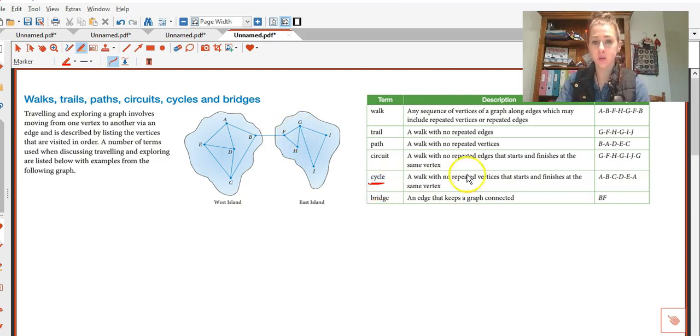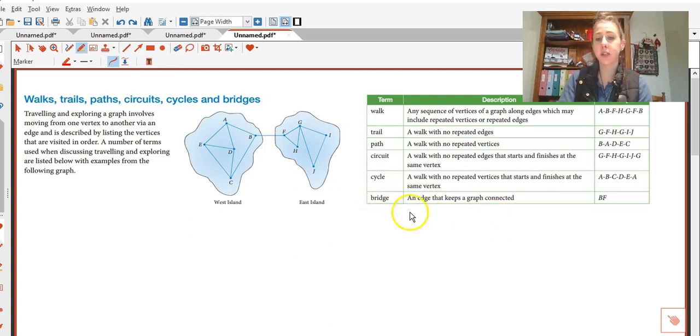So in a cycle, there's no repeated vertices. We start and finish at the same vertex, but you cannot repeat a vertex. So we're going from A to B to C to D to E to A. You can see we started and finished at the same spot, but we didn't ever cross over the same vertex. So that is a cycle.